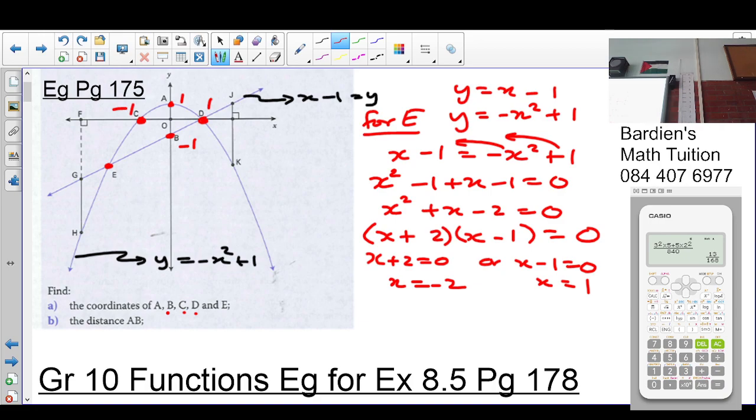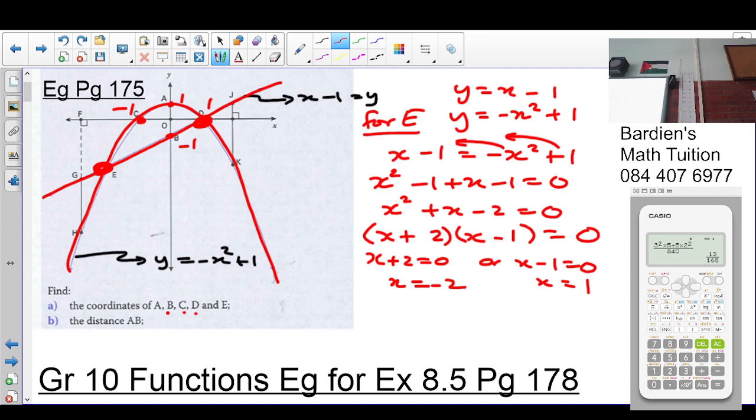But why do we have two x values? Why do you think we have two x values here? The two graphs, yes. See here, this is the one graph. That one graph is cutting at E and at D. So there are 2 points of intersection. Can you see that? There are 2 points of intersection.